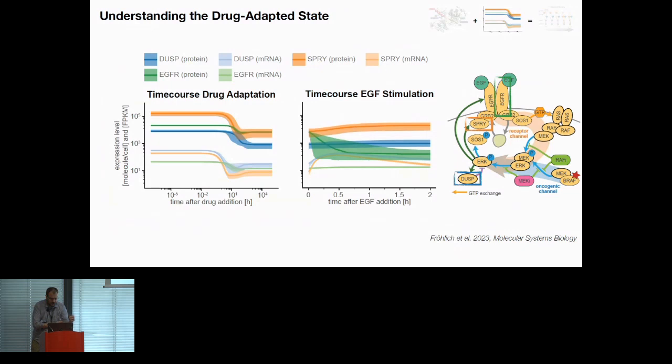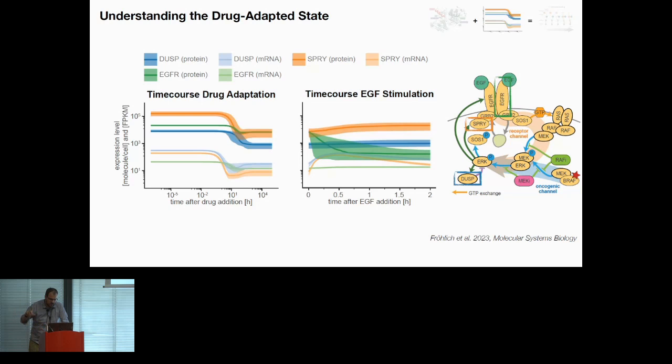Now, the second ingredient that we need to understand the system is transcriptional adaptation, and I'm here showing you the transcriptional feedbacks or abundances downstream of phospho-ERK. DUSP is in blue, Sprouty is in orange, and EGFR is in green, and darker colors indicate the protein abundances, lighter colors indicate the mRNA abundances. On the left, you see the time course for drug adaptation. So this is the stuff that happens in the first 24 hours. And we see that these cells adapt to their new drug-induced state on a timescale of hours to days.